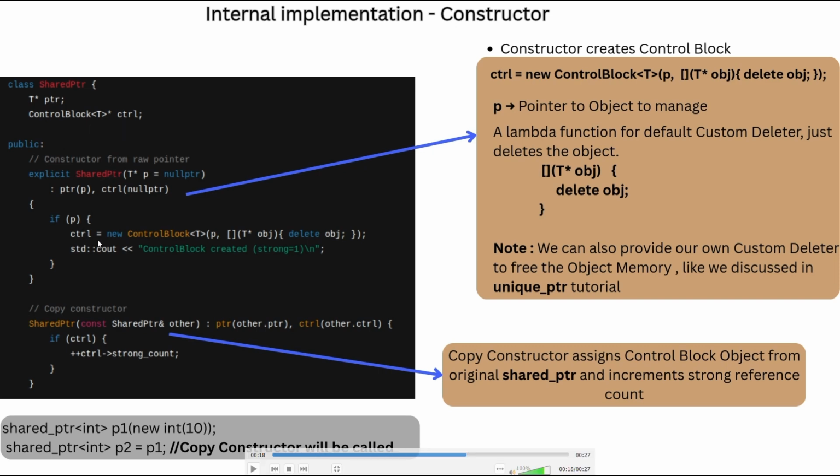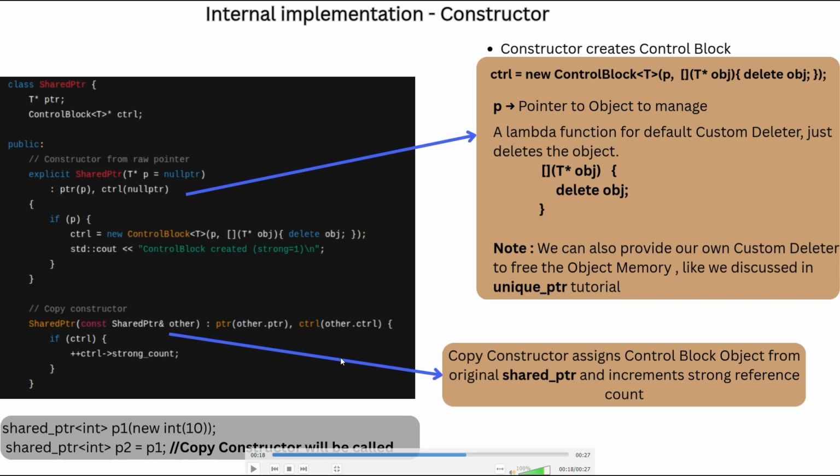First, in the constructor it will create the control block, using new control block, where you provide two arguments: P, the pointer to the object being managed, and the custom deleter. Here it is just a lambda function, which deletes the object using delete. We can also pass a custom deleter in the shared pointer constructor itself, like we did in the unique pointer, so that instead of directly deleting, it will invoke the custom deleter.